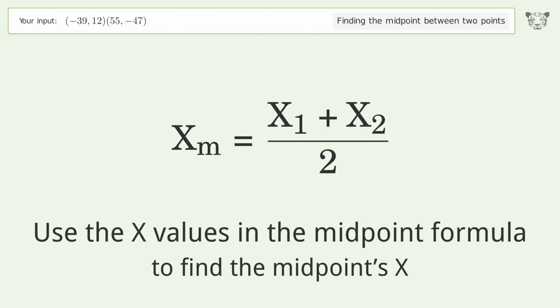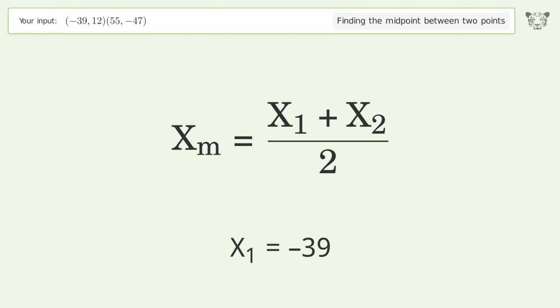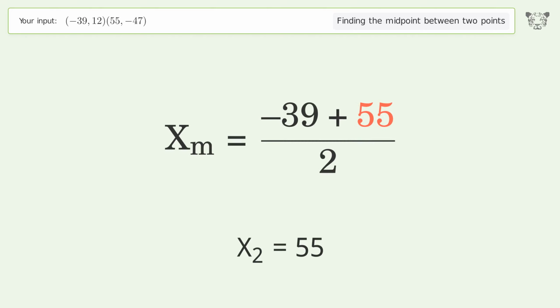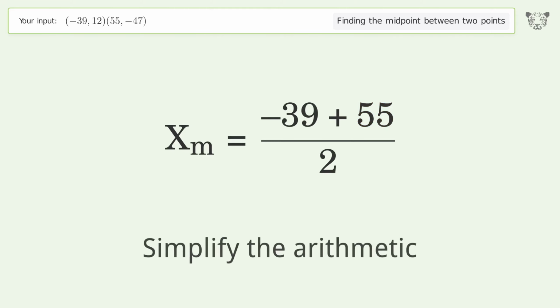Use the x values in the midpoint formula to find the midpoint's x. x1 equals -39. x2 equals 55. Simplify the arithmetic.